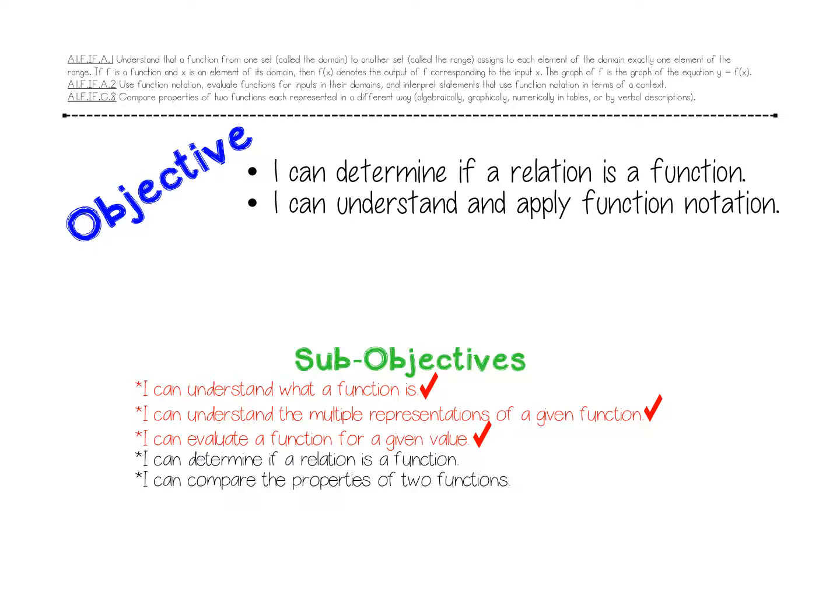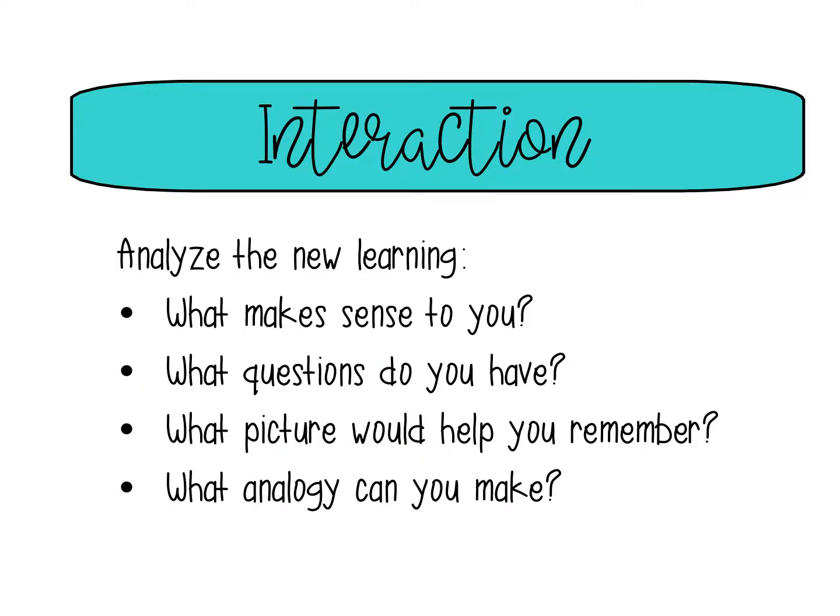All right, so the first part of our objective: understanding what a function is, understanding multiple representations of a function, so the graph, the equation, all of those interact, and evaluating a function for a given value. We've done that. Go ahead and have an interaction in your notes. So off to the side, what makes sense to you? What questions do you have? What picture would help you remember? What analogy? Where are you confused? All of those things, that's where you write those in your notes now.